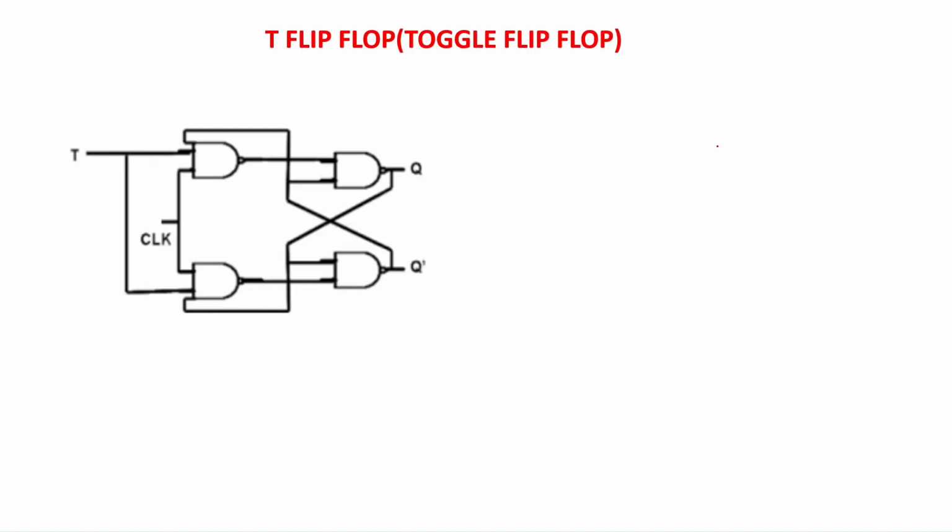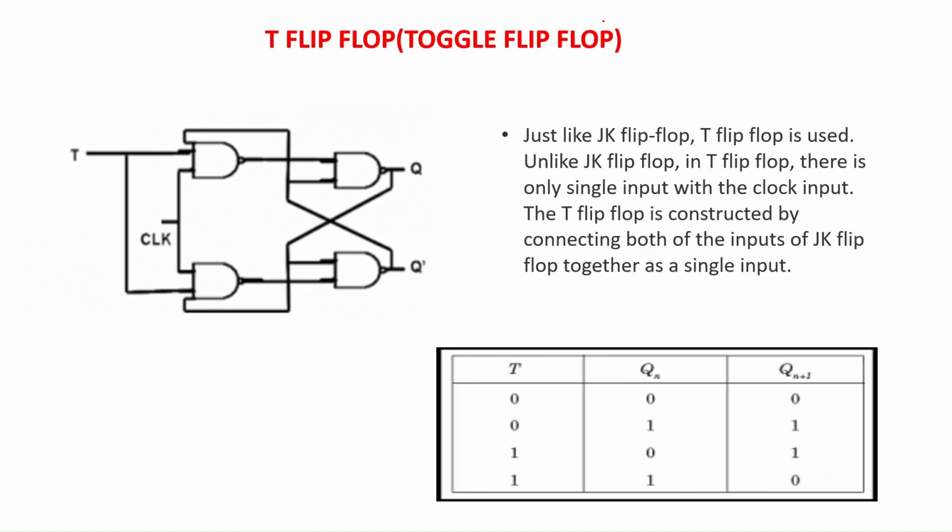Next is the T flip-flop, which is also called the toggle flip-flop. The D flip-flop is called the data flip-flop and the T flip-flop is called the toggle flip-flop. Just like the JK flip-flop, the T flip-flop is also used. D is similar to SR, whereas T is similar to JK.